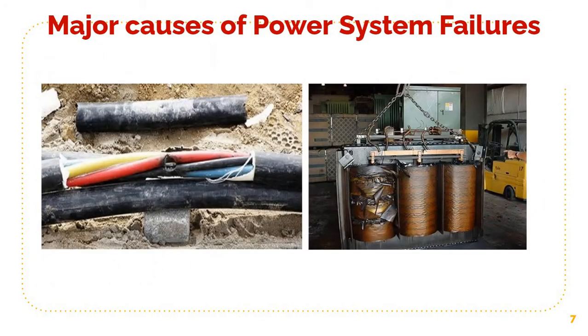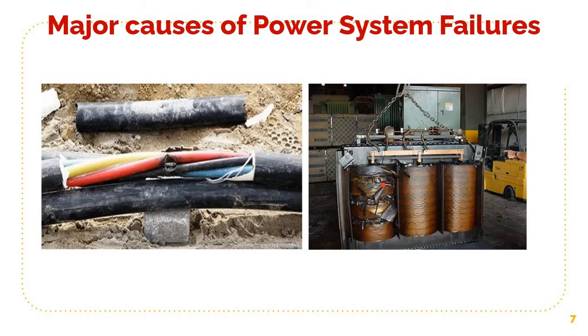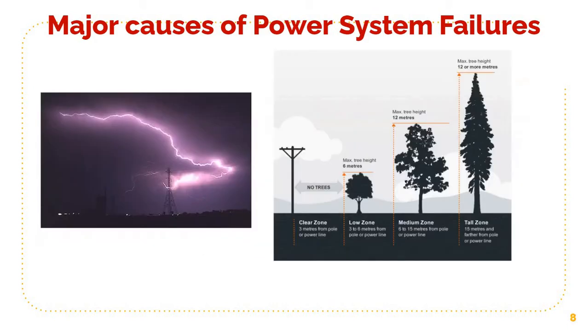This is an example where two lines are coming in contact because of worn out insulation, maybe because of overcurrent or some fault. This is a transformer which shows one winding completely worn out, maybe because of a short circuit or the oil getting leaked and a fire following. It can be due to lightning.